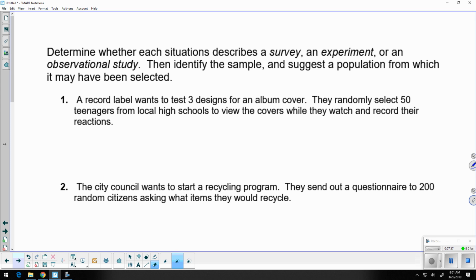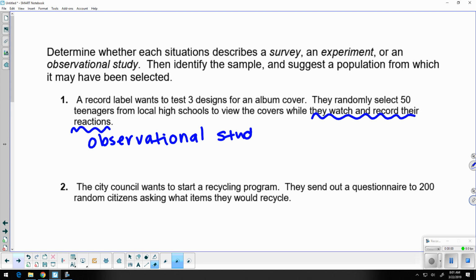But it says a record label wants to test 3 designs for an album cover. They randomly select 50 teenagers from local high schools to view the covers while they watch and record their reactions. Again, this little key part at the end here is kind of sticking out to me. This is definitely an observational study. They're observing, they're notating, okay? They're watching and seeing their reactions. That's just an observational study.